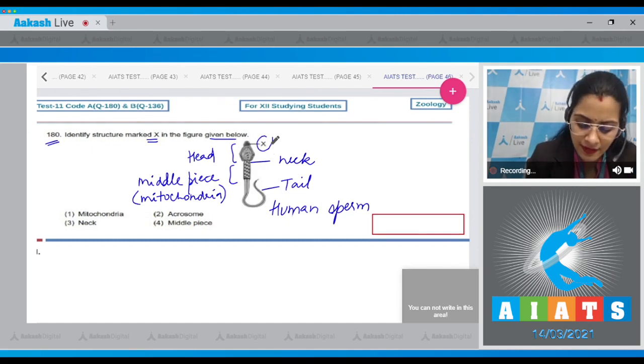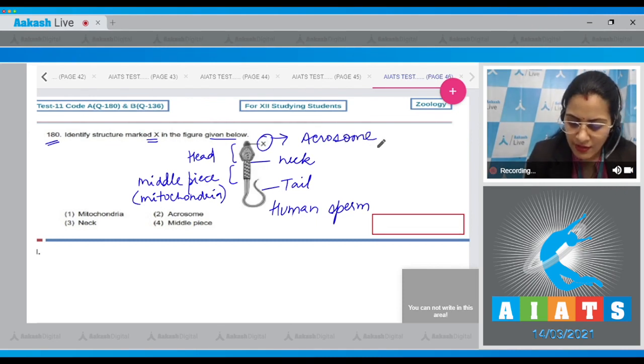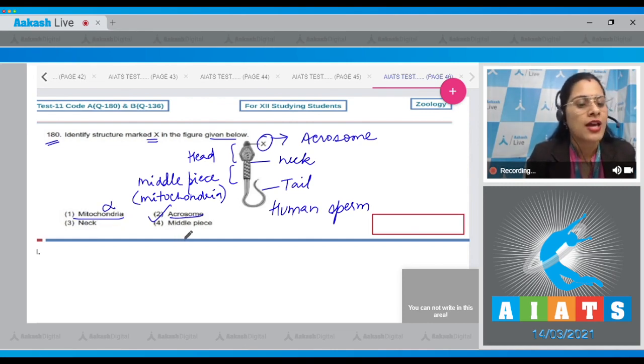Now X in the head region is acrosome. So the correct answer to this question is option number 2, acrosome, whereas option 1, mitochondria present in the middle piece, is an incorrect option, as option 4, middle piece, is an incorrect option, and the next option, option 3, neck, is also an incorrect option. So the correct answer to this question is option number 2.